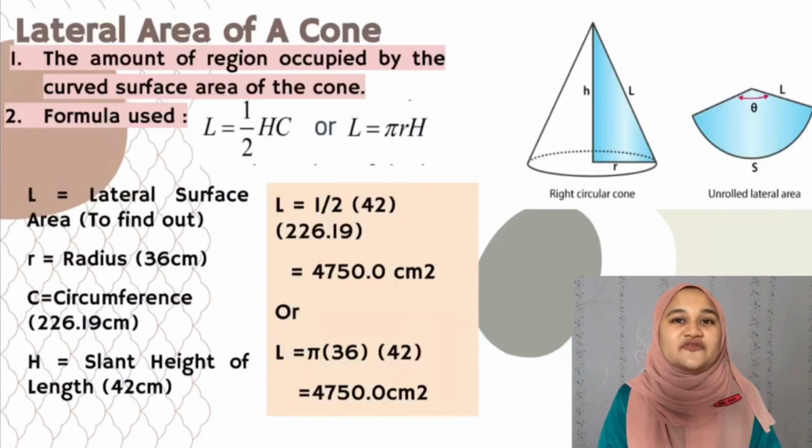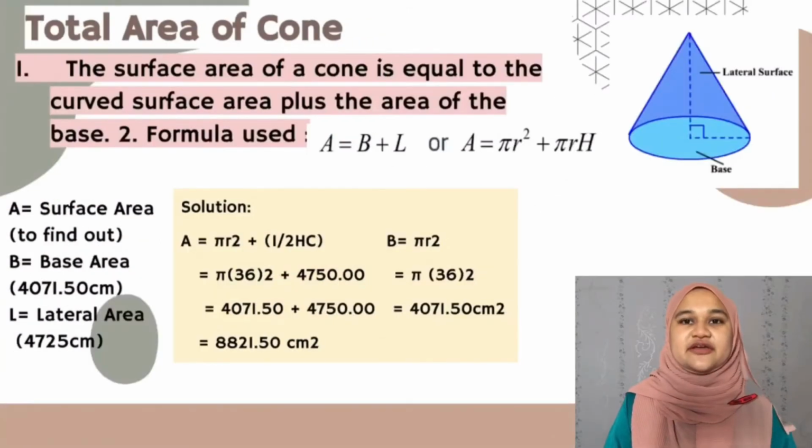The slant height of Tudung Saji Mengkuang measured is 42 cm, and the radius got from Tudung Saji Mengkuang is 36 cm, while the circumference measured from the circle is 226.19 cm. The amount of region occupied by the Tudung Saji Mengkuang, which is the lateral area, is 4750 cm square.